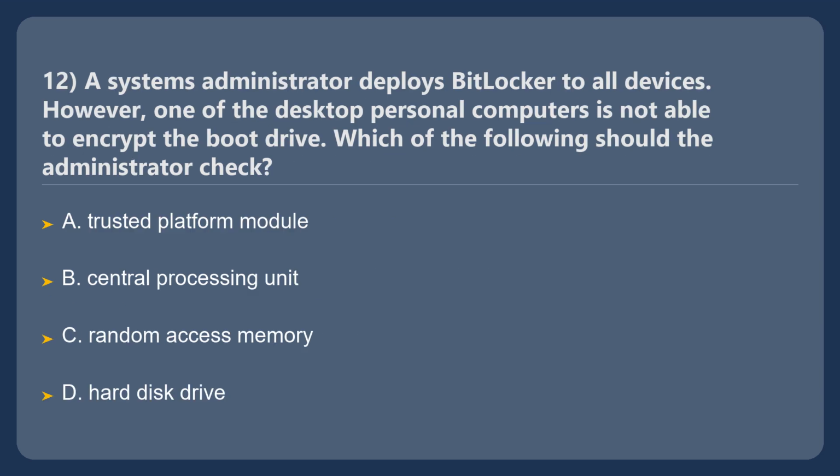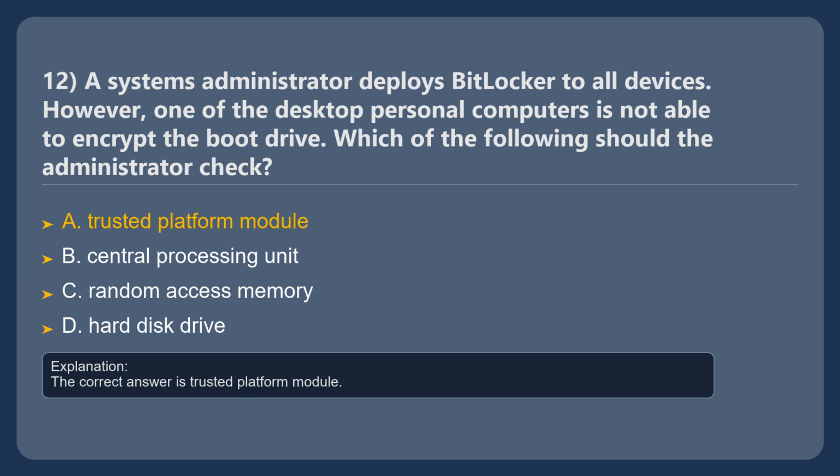Question 12. A systems administrator deploys BitLocker to all devices. However, one of the desktop personal computers is not able to encrypt the boot drive. Which of the following should the administrator check? Option A. Trusted Platform Module. Option B. Central Processing Unit. Option C. Random Access Memory. Option D. Hard disk drive. The correct answer is option A, Trusted Platform Module.